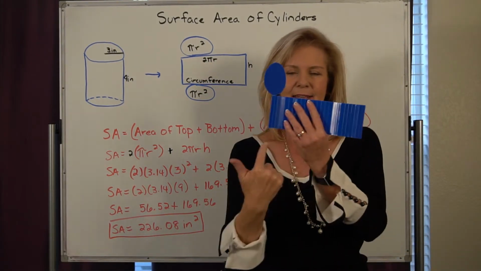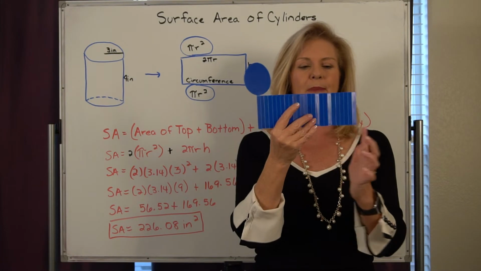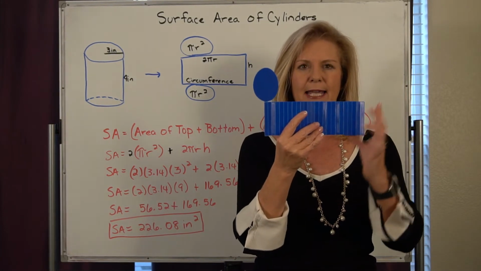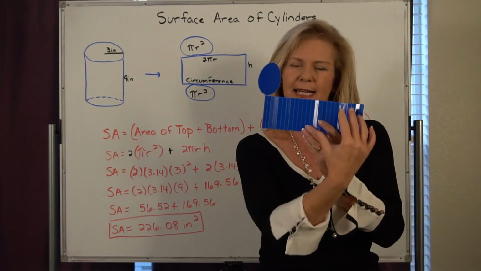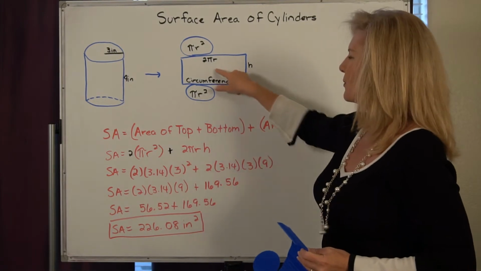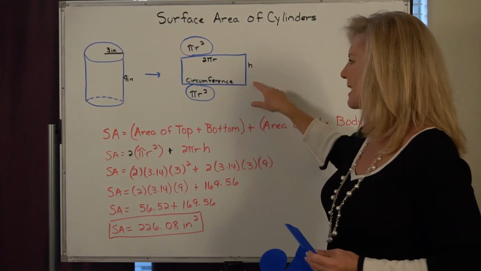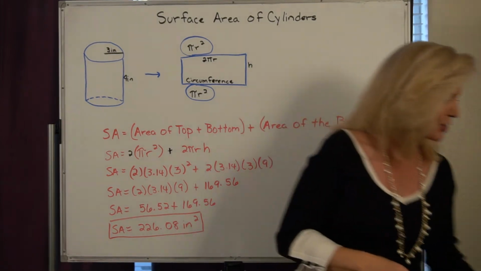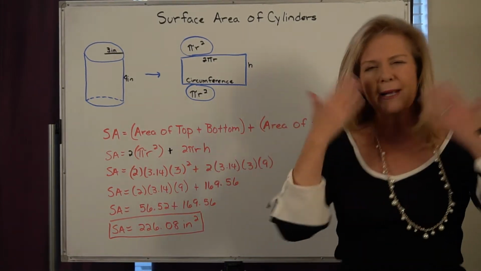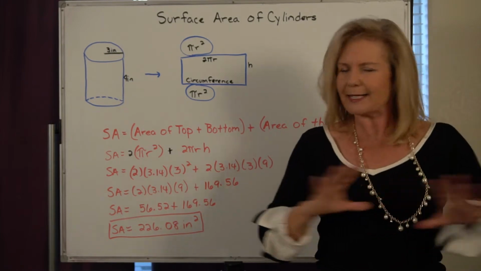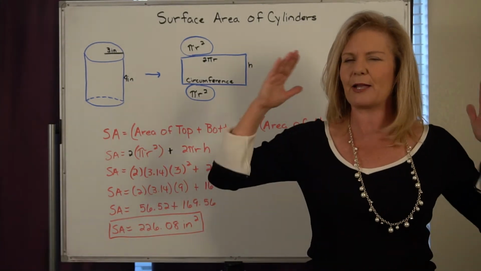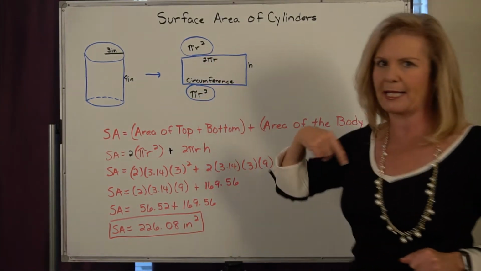Now, that's going to give me my base, so then I must multiply it by its height in order to give me the area of that entire rectangle. So in order to get the area of the body, I do 2 pi r times the height. So now we can just put it together. And I always think my way through these formulas. I don't really memorize the formulas. I think about what's happening, and I think about my nets.